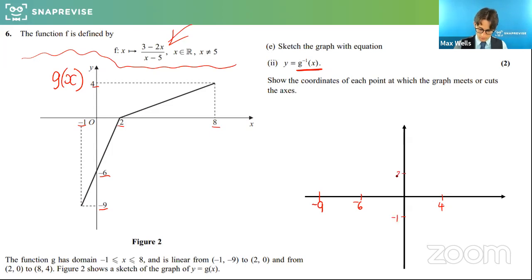-1, 2, 8. And so we know that this time what was -1, -9 is now -9, -1. And it's going to be linear up to 2. And I'm going to change my axis to suit what I've just drawn. And then from there, it's going to go like that. So what I've done is the inverse function of this by using the domain and range trick.